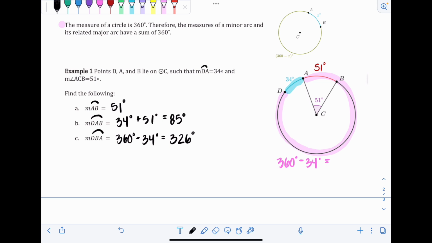And then I just want to stress really quickly before the end of the notes that you really have to pay attention to the way that the points are ordered in the name of the arc. So the difference between DAB and DBA is that DAB, you're starting at D and then you go to A next and then you go to B last, versus DBA means you start at D and then you go to B second and then you go to A last. So they're completely different arcs and completely different measurements.